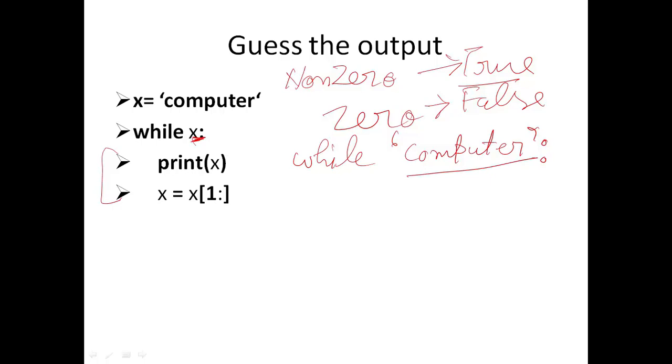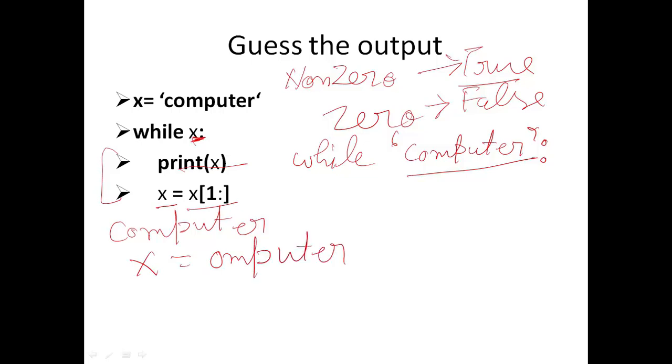So we will print x, that means first we will print "computer", and then the value of x is updated by x = x[1:], that means the value of x becomes "omputer", because this is indexed from 0, 1, 2, 3, 4, 5, 6 and up to 7, and we are assigning to the variable x the string starting from index 1 up to the last character, that means "omputer".